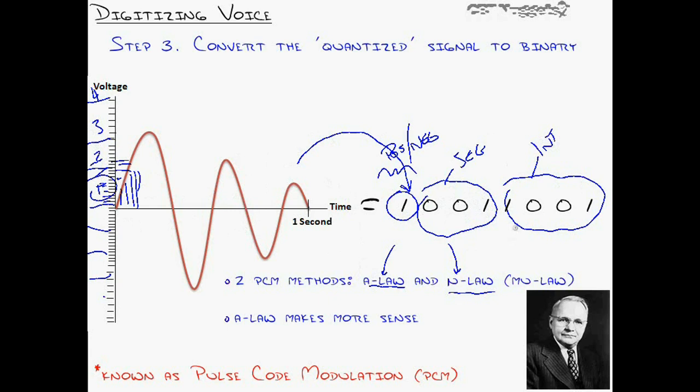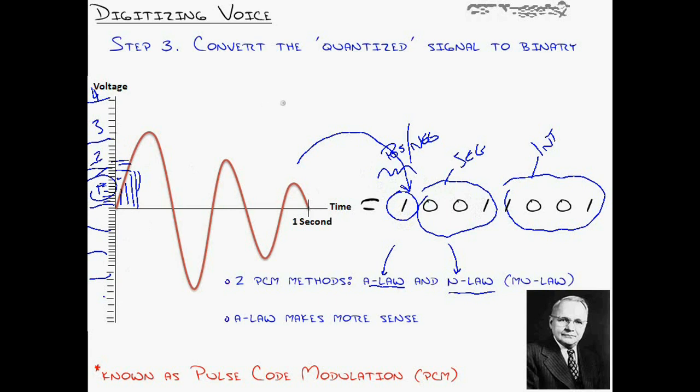Mu law is exactly the opposite of A law. So for instance, where A law says that 1 is positive, 0 is negative, mu law says 0 is positive, 1 is negative. Where you have segments being 1, 2, 3, 4 here, mu law does exactly the opposite.